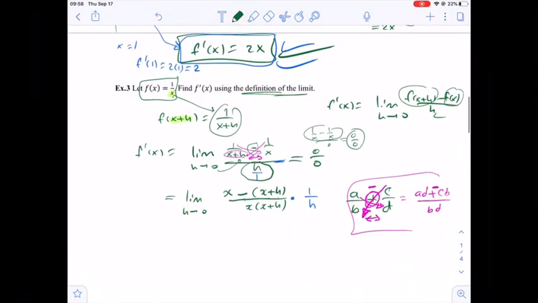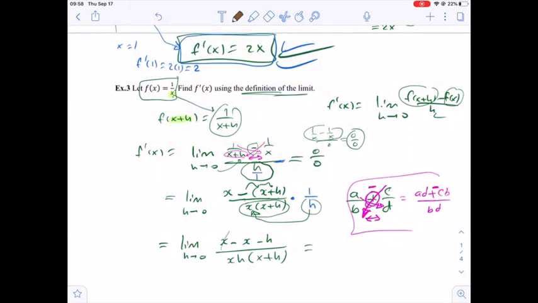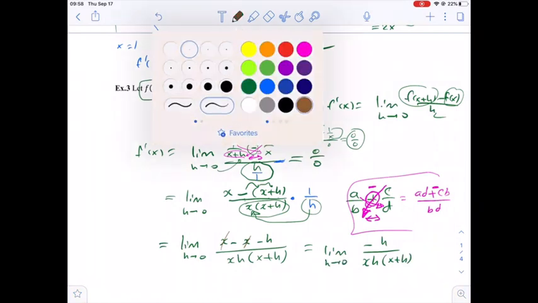Now let's simplify more. We have limit as h goes to 0. Now let's insert the negative sign here: x minus (x plus h) over h times x plus h. That is, we just multiply x times h times x plus h, and then we simplify more. We have x minus x is 0, so this gives the limit of negative h over x h times x plus h as h approaches 0, and then we simplify more.